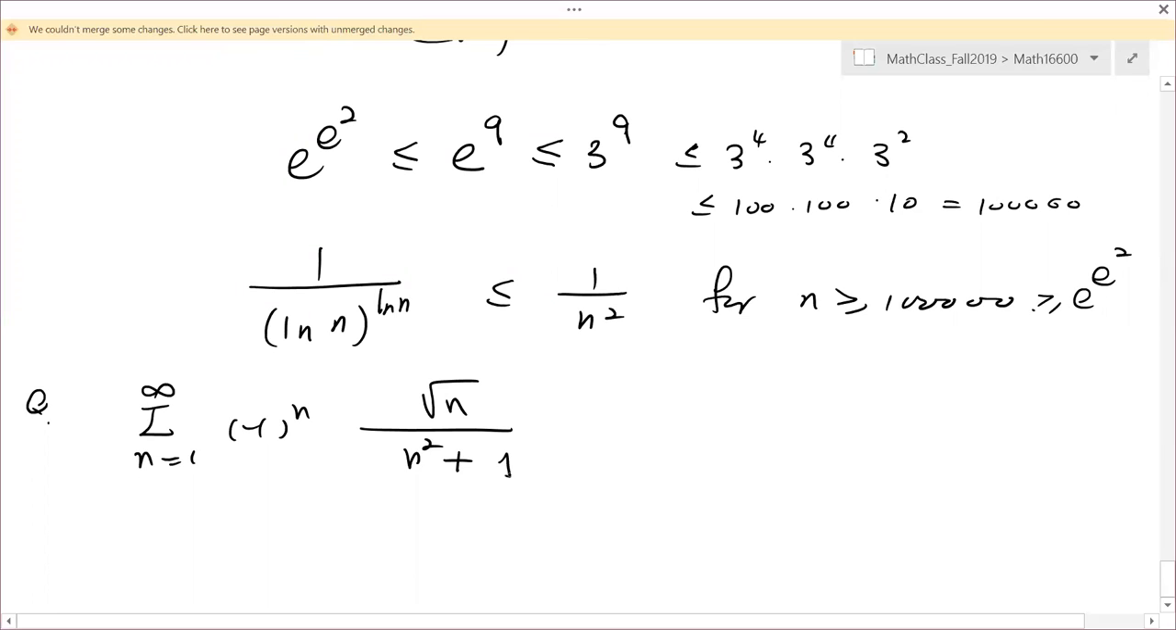All right, this is my favorite example. I give you 2 seconds to figure out how many methods you can use to apply to this problem.